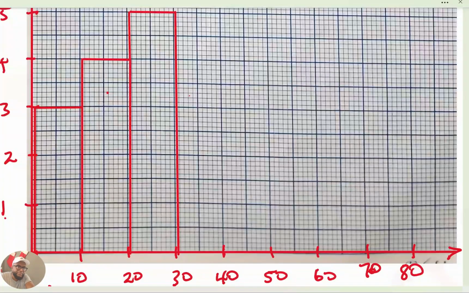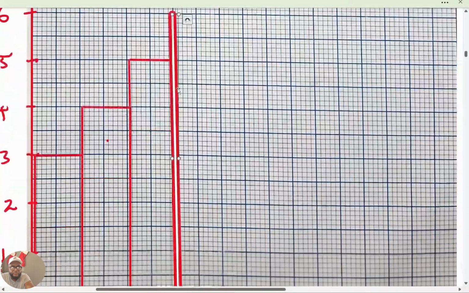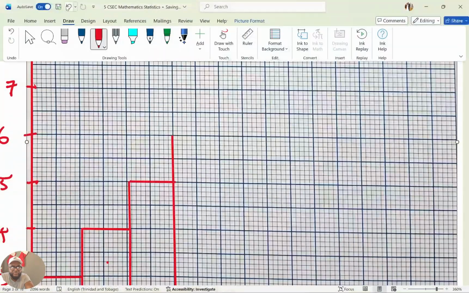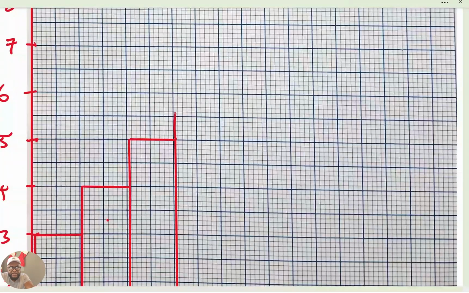Next one. What's the next one? Let's see how much it went up to. The next one, 31 to 40. 6. Good. So we're going up again, up to 6. I'm bending off my line again, but I have to undo this. All right, so we're going up to 6. Boom.